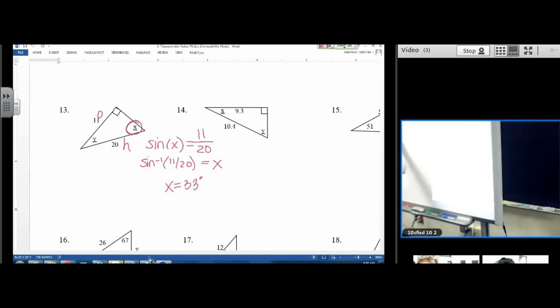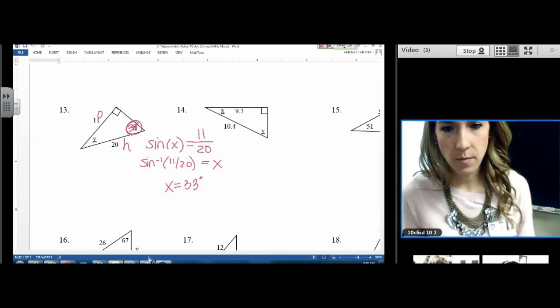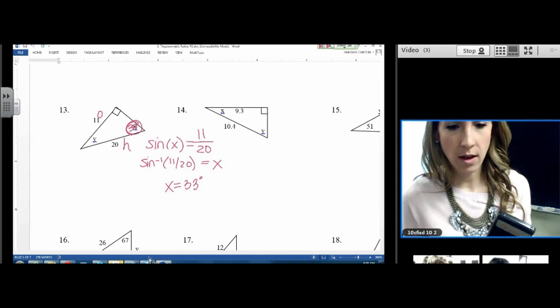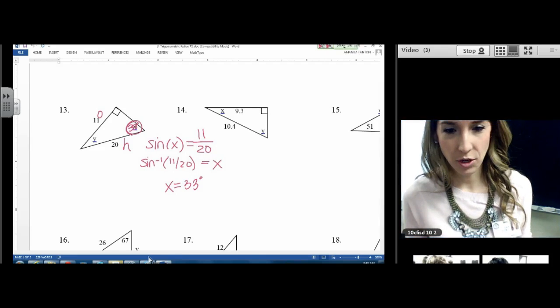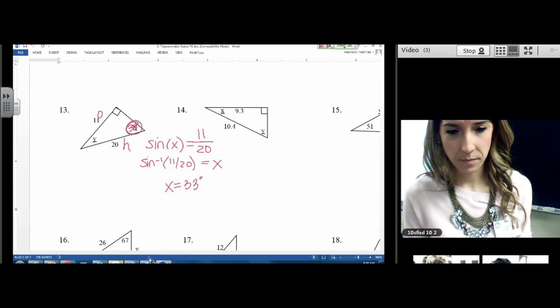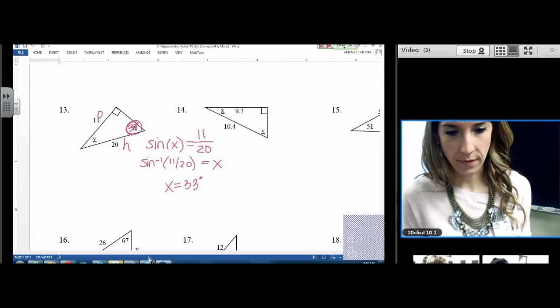And then once we know one of these angles, we automatically know the other angle because you just subtract from 90. Okay? So our other one would be 57.